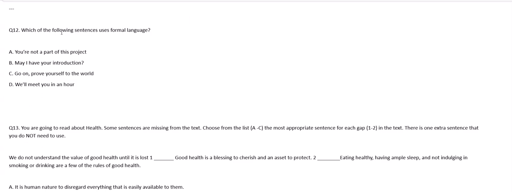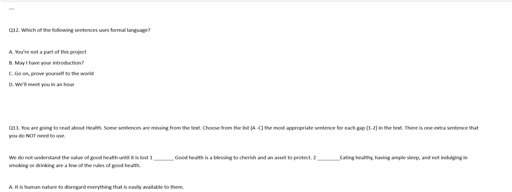Which of the following sentences uses formal language? That means four options will be given. Each option will have one sentence. We have to see which sentence is formal. Before seeing which sentence is formal and which is informal, we first have to know what a formal sentence is and what an informal sentence is.